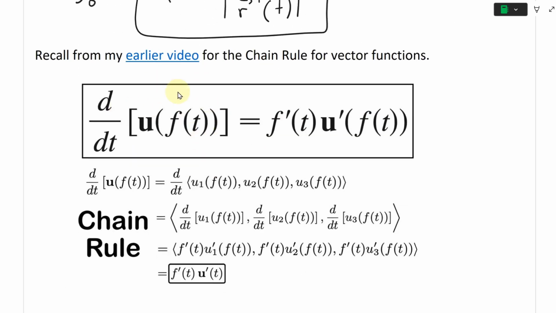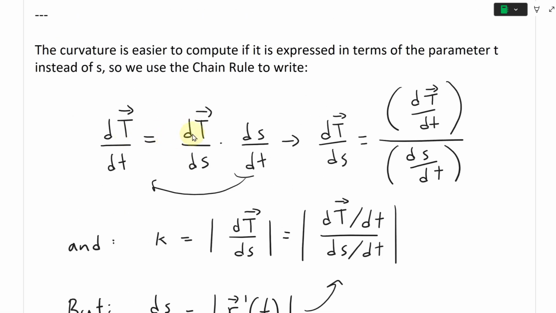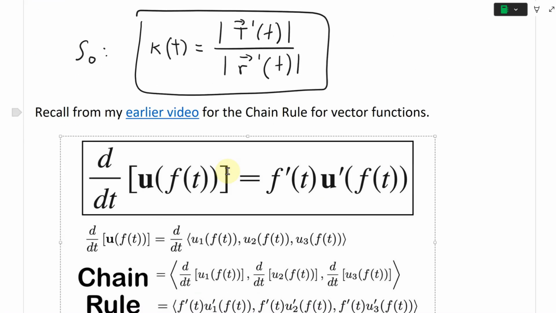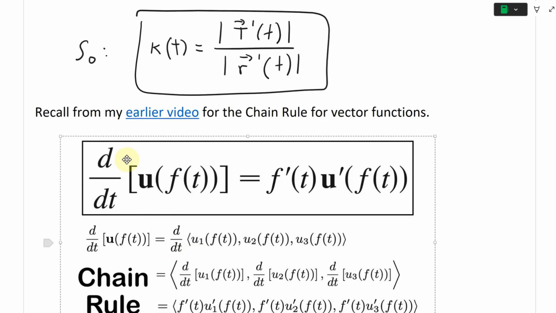So recall from earlier videos, here's a thumbnail of it, there's a link to that earlier video. So d over dt of, if you have a function within a function, it's u of f of t. In our case, this is the derivative of the unit vector T, dT over ds, where s is a function of t. So like that. In other words, d over ds is a function of t, so we could take the derivative of the inside function as opposed to s. In our case, it was ds over dt.